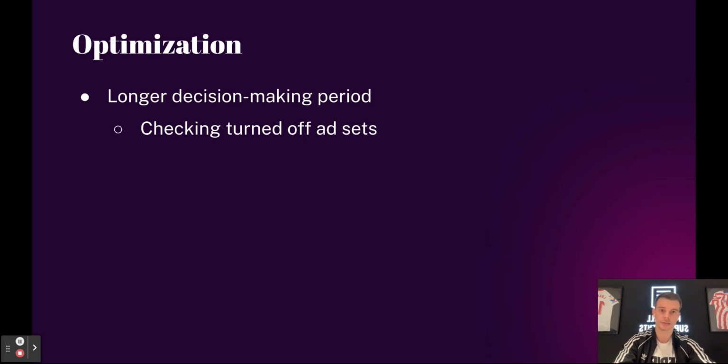Due to delayed sales, sometimes you can turn off something and that ad could potentially get a sale even after it's turned off. So make sure to check all of the turned off ad sets and ads because there could be something that got a sale even after it was turned off.